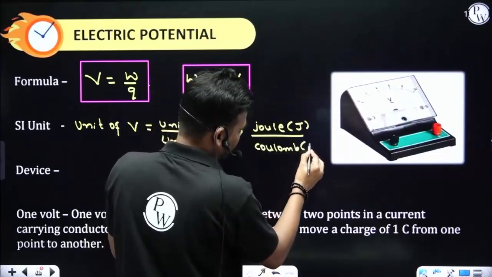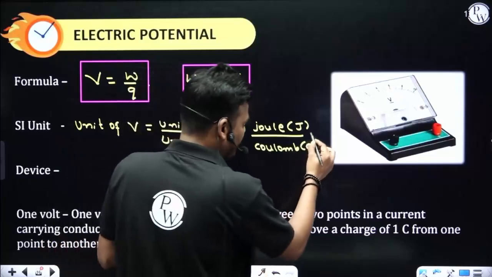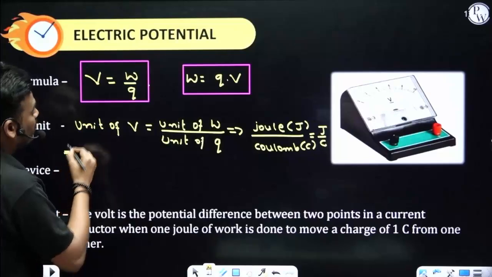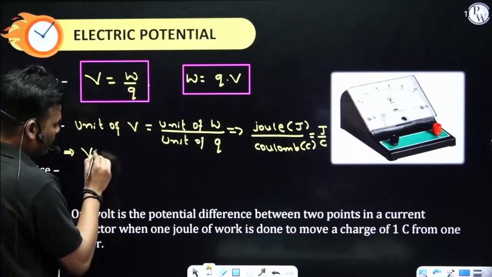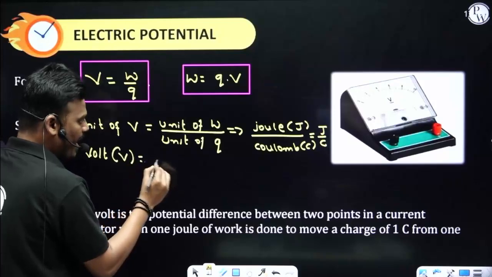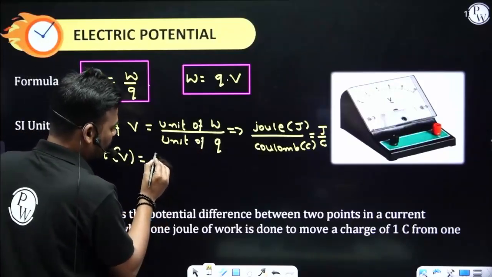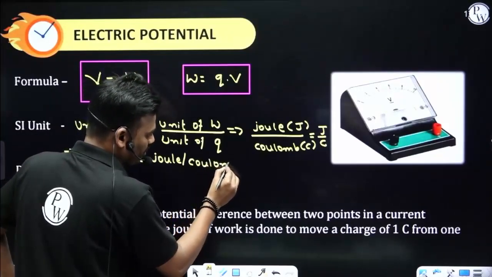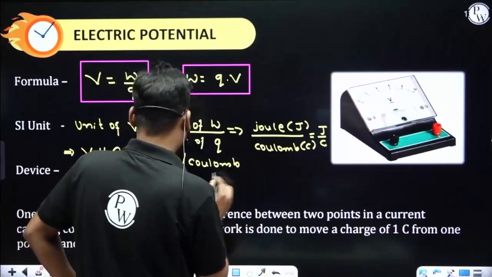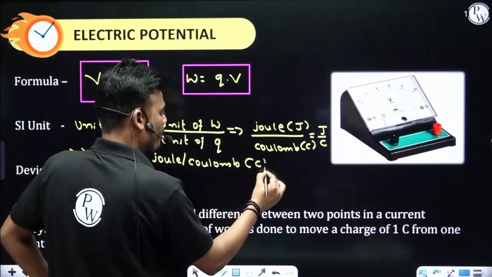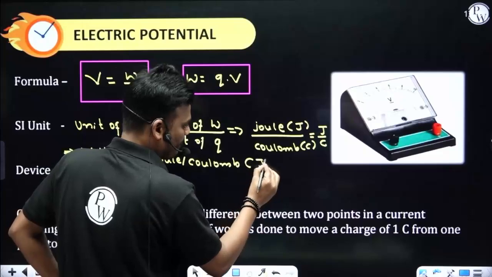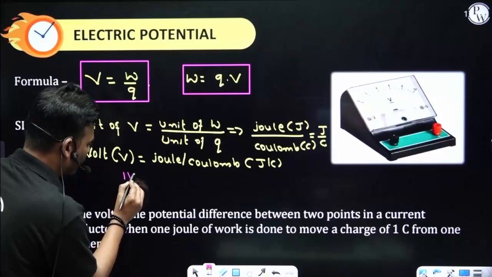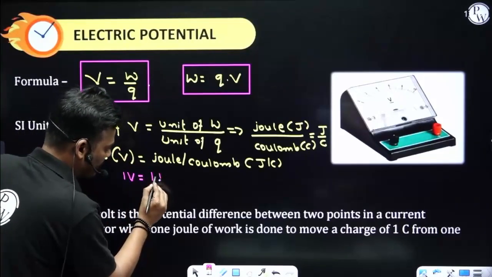Okay, so that is C. So finally, if you write it symbolically, that is J divided by C. Further, the unit of potential difference is the volt, and it can be written as joule per coulomb. Already we have discussed how to write units. So finally you can write 1 volt equals 1 joule per coulomb.